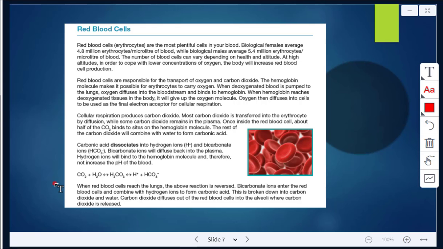Then when red blood cells reach the lungs, this above reaction gets reversed. The bicarbonate ions enter the red blood cells and combine with hydrogen ions to form carbonic acid. This is broken down into carbon dioxide and water. Carbon dioxide will diffuse out of the red blood cells and into the alveoli of the lungs, and will get released when you exhale.